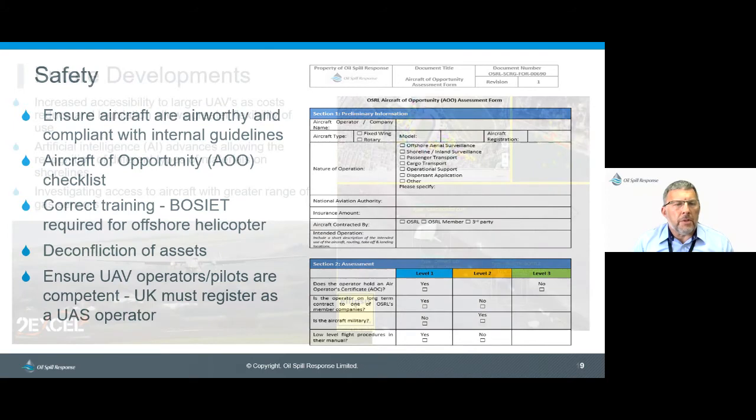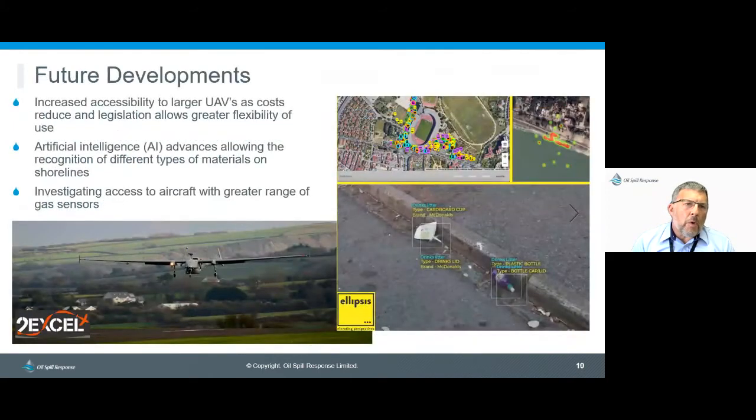So future developments, as I mentioned before: increased accessibility to larger UAVs as the costs reduce and the legislation allows greater flexibility of their use. An example of that is down there on the left hand side. So this is a recent UAV demonstration that we went to in Wales in the UK. As you see, that's quite a large UAV. I think the wingspan was about 16.5 meters.